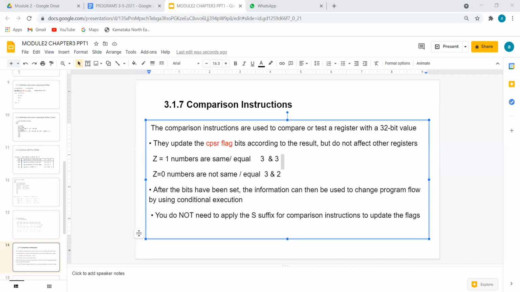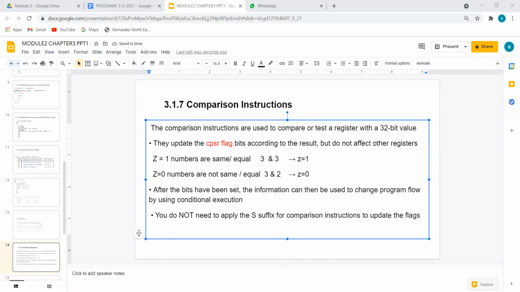Don't give English names like same, different, etc. Give in terms of Z. If you compare 3 and 3, so Z should be 1. If we compare 3 and 2, Z should be 0. Hope it is clear. So let's go for the program and check whether we will get that.